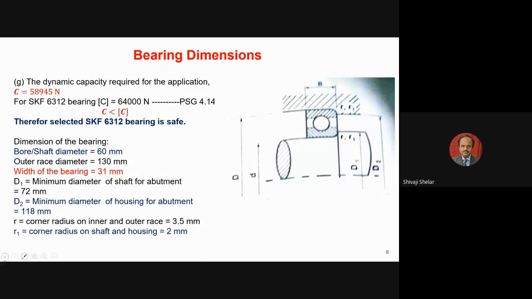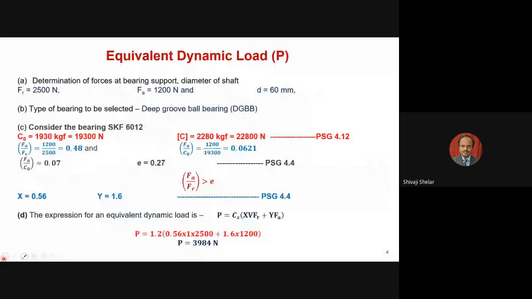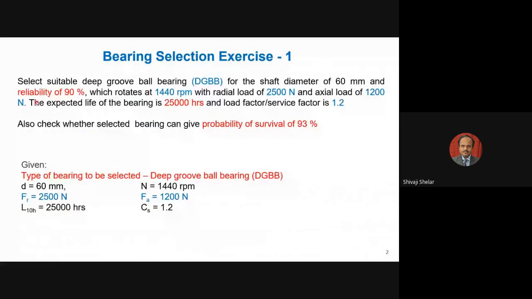Now, if you go to the problem statement, we have completed the selection problem. That is the first part we have completed. If your probability of survival is not equal to 90%, then how to select the bearing? That is also a problem. So also check whether the selected bearing can give a probability of survival of 93. Here we are not going to select a bearing, but we are going to check whether, with the selected bearing, we can get a higher probability of survival or not. Let's check how to check that. For that, let's go to the theory. I am explaining theory first, and then we can cross check.